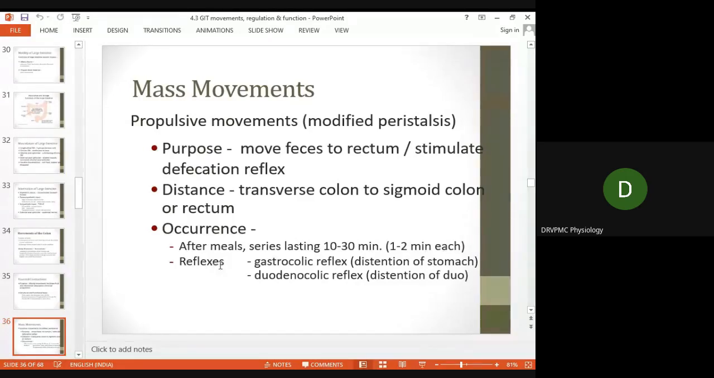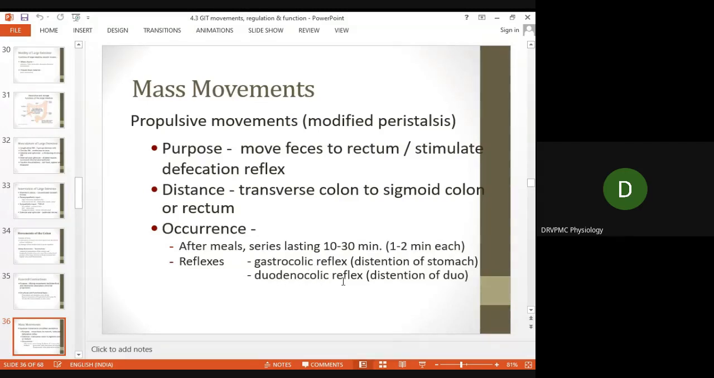Reflexes are responsible for mass movements. Gastrocolic reflex: we have discussed this. When food comes into the stomach, there is a response of the colon, and there will be defecation. That is called the gastrocolic reflex. Distension of the stomach allows the colonic contents to be evacuated. This reflex is prominent in small children.